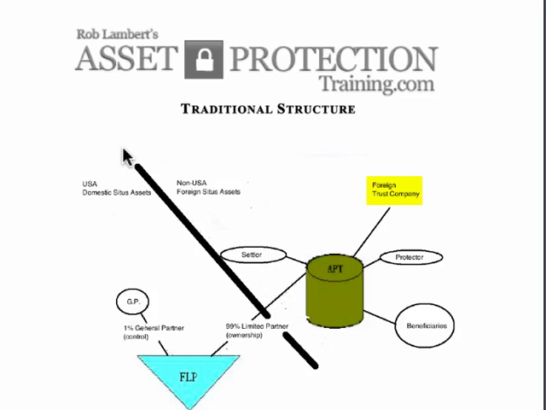The family limited partnership is a domestic partnership. I usually use Delaware. And 99% of the assets in the partnership are owned by the trust. Why is that important? Because remember, the first rule of asset protection: what you don't own cannot be taken from you. So assets that are in that family limited partnership are theoretically fully protected without you doing any more.